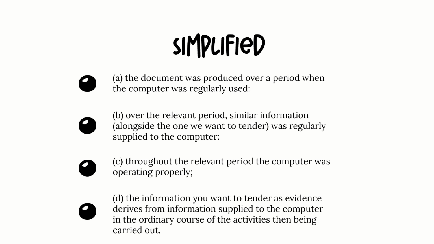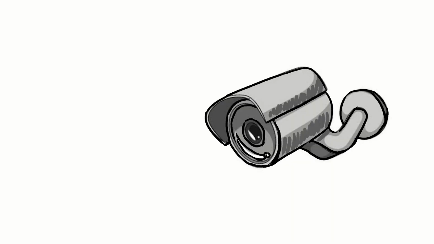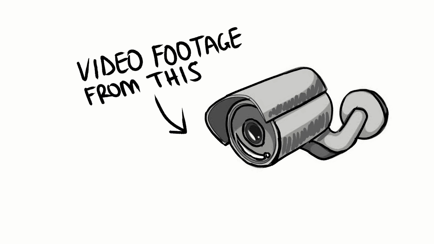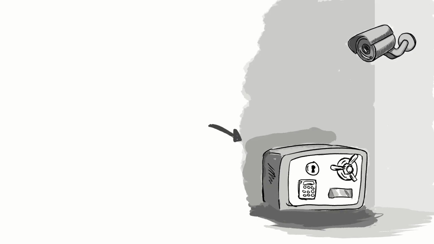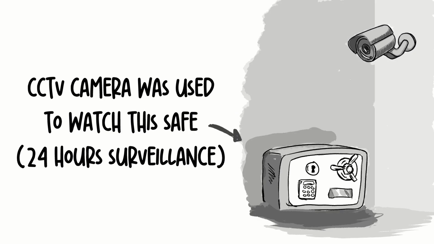Now this is a more simplified version, but to help you understand it better, let's apply these conditions to two different computers to illustrate. So let's take a video footage from a CCTV camera. For this footage to be admissible, 1. We have to ensure that the video was produced over a period when the CCTV camera was regularly used. In this case, for 24-hour surveillance.